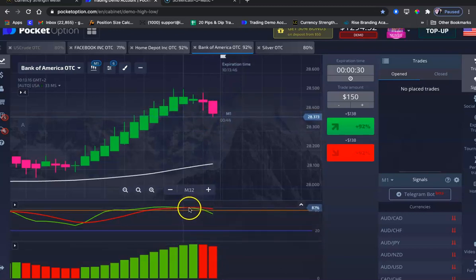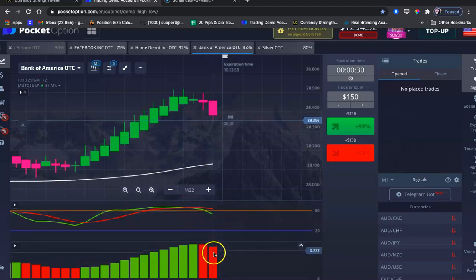What else do I see? I see my stochastic, my oscillator, red is coming down the curve here. So it's a strong move down. I see strong sell momentum here, right? And look, this sell price, where is it at? It's at the tip of the wick, right?